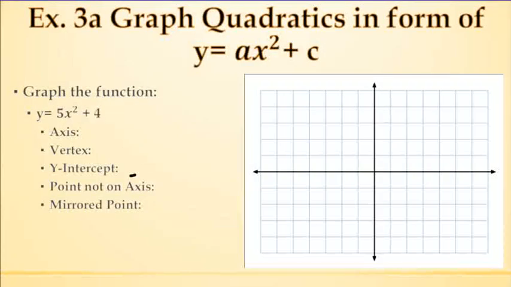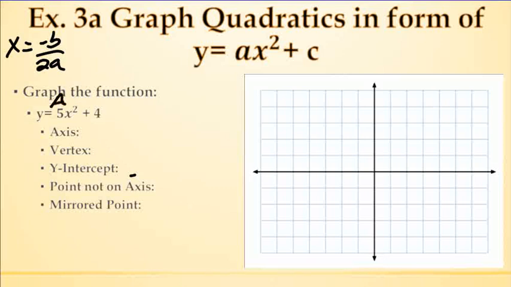The third example, the quadratic is in the form of y equals ax squared plus c. You'll notice that the b is missing. So I can still find these 5 points. So I use it to find the axis of symmetry. So x equals negative b over 2a.